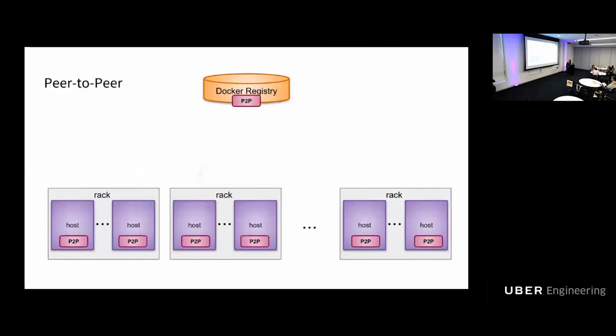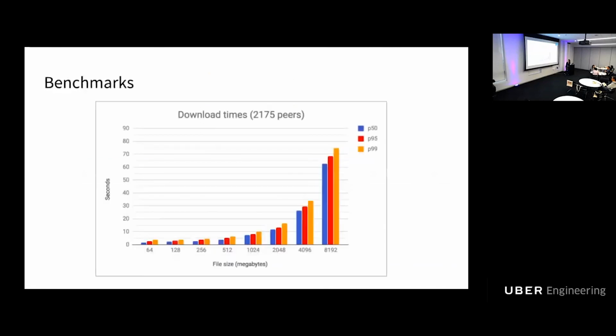So the second solution we have is to leverage a peer-to-peer network. As you can see, we install a peer-to-peer agent on each host, and the idea is the hosts within the cluster can talk to each other and download images from each other instead of all connecting to the central component. So here's our benchmark. With 2,000 nodes, we can easily download a 1G file within 10 seconds.